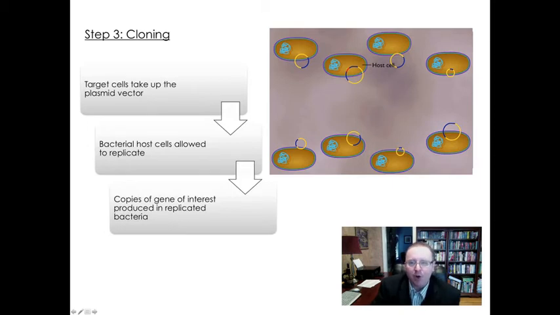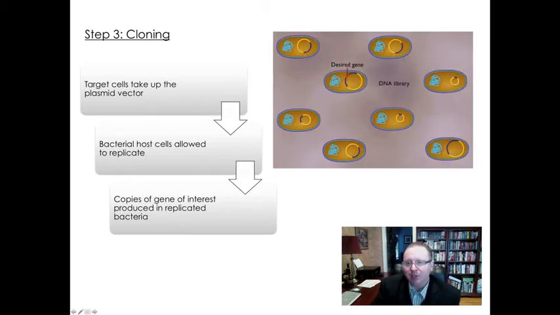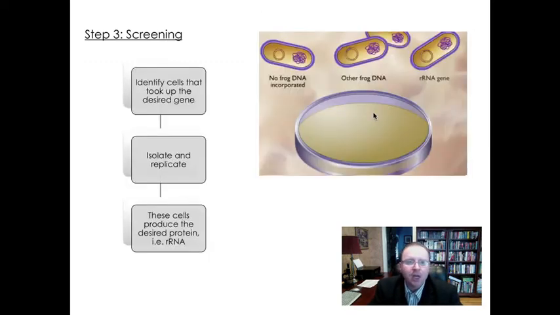Now the host cell then is allowed to replicate, so it's going to produce lots and lots of copies of itself. And obviously the bacterial cells that have the desired gene in it, as they make lots and lots of copies, are going to make lots and lots of copies of that desired gene. So we're going to make a tremendous number of DNA sequences of our desired gene by allowing the bacterial cell to replicate normally. All right, this should actually say step 4, screening.